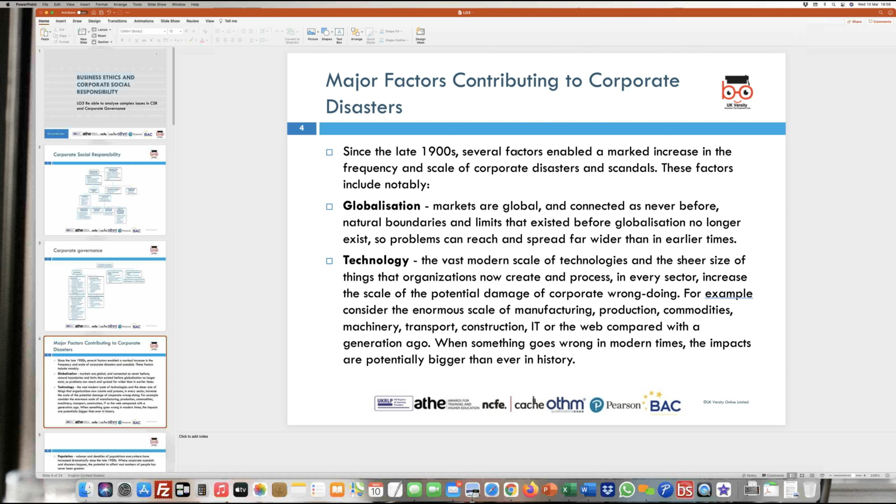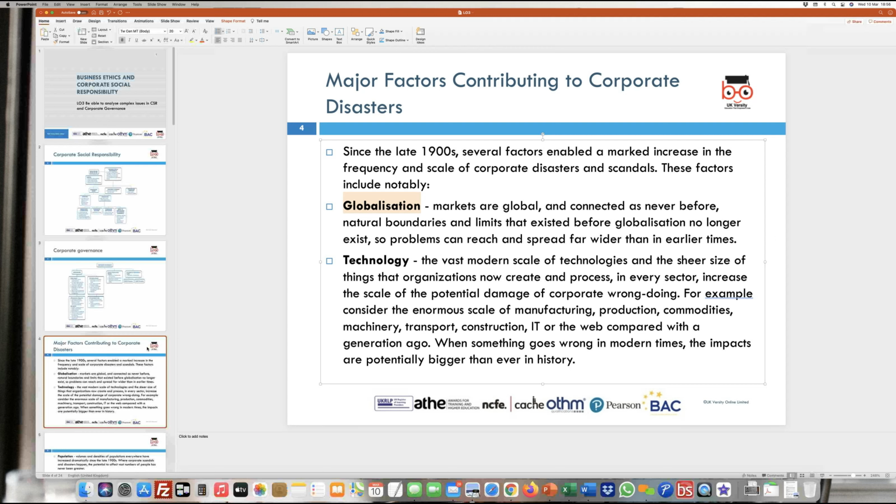But what are the factors which contribute to these problems? These factors include globalization. When companies become too big, they have to deal with different laws and legislations in different countries, in different geographies. And sometimes the companies do not follow the guidelines which have been set, and start flouting some of these guidelines, and that can lead to financial mismanagement.